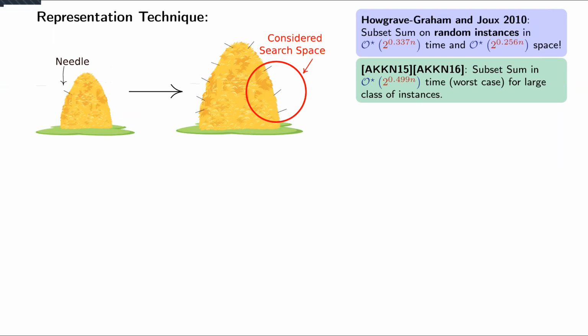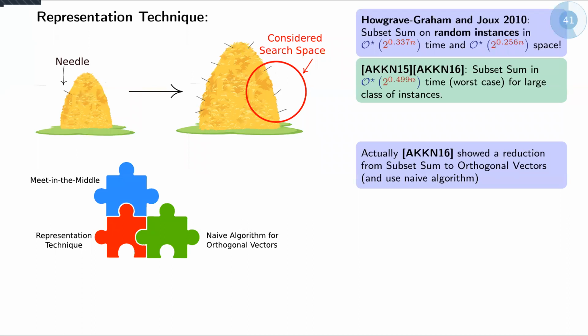So you can think about increasing the search space and then randomly selecting a small portion of the space, with a guarantee that a solution exists with high probability. And then what Ostrin et al. showed is a reduction from subset sum to orthogonal vectors, and they have 3 steps basically. They have meet in the middle, they have the representation technique, and they use a naive algorithm for orthogonal vectors.